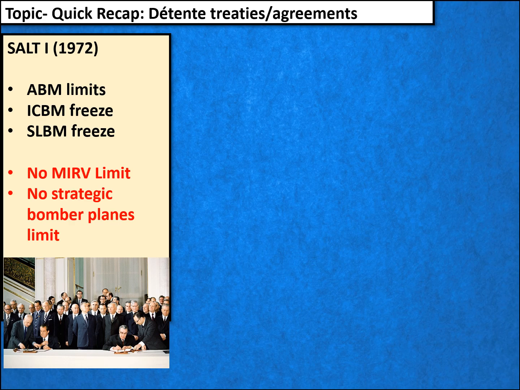The limitations in SALT 1 were that it didn't tackle multiple independently targeted re-entry vehicles, or MIRVs. Those are missiles that split up into several different warheads, and it also didn't place a limit on any heavy bombers.